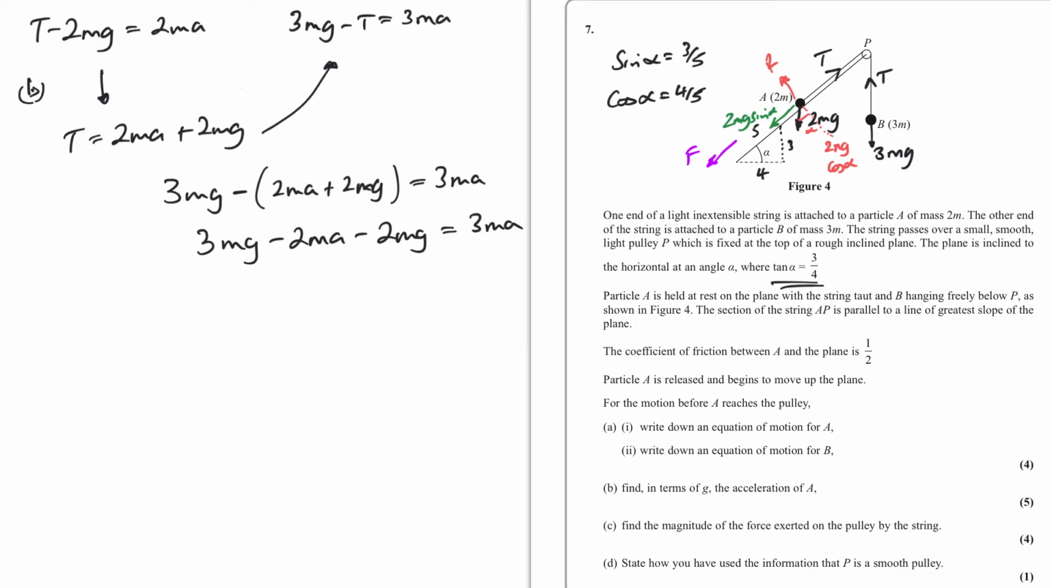Let's now get rid of these m's as they're in every term, so we can divide through by m. And then we get 3g minus 2g is just 1g. And taking the 2ma over, I'm going to add 2ma, so 2a plus 3a is going to be 5a. So a is going to be 1/5 g, or 1.96 meters per second squared.